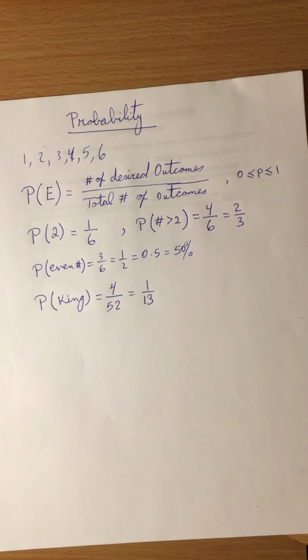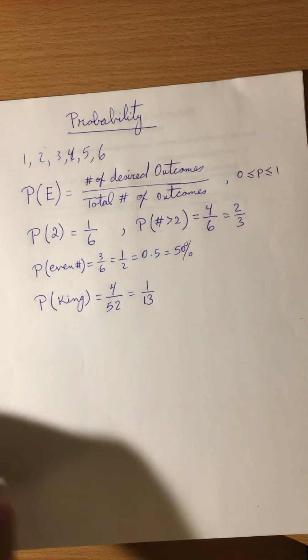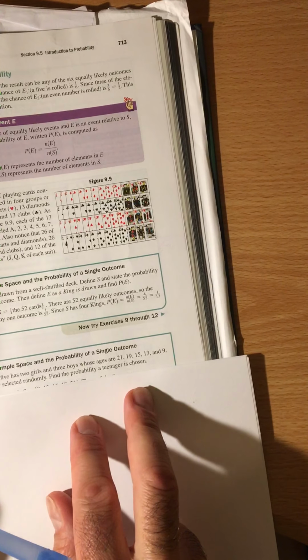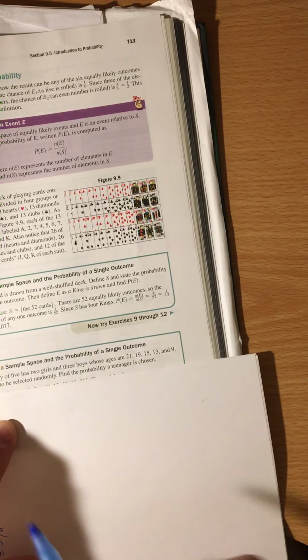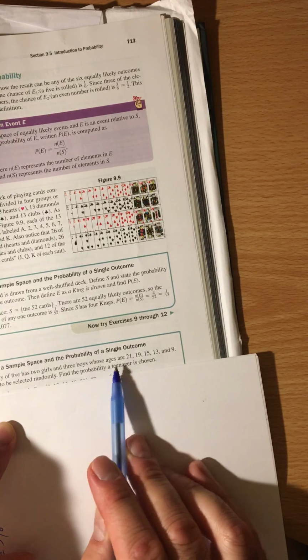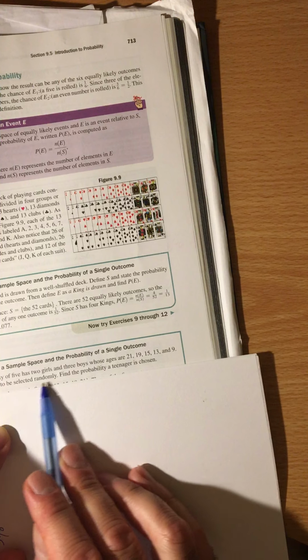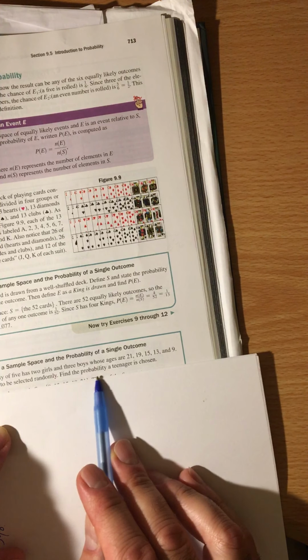I want to look at example number 3. Let's take a look at that example at the bottom of page 713. It says a family of 5 has 2 girls and 3 boys whose ages are 21, 19, 15, 13, and 9. One is to be selected randomly. Find the probability that a teenager is chosen.